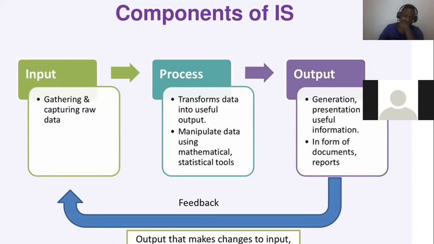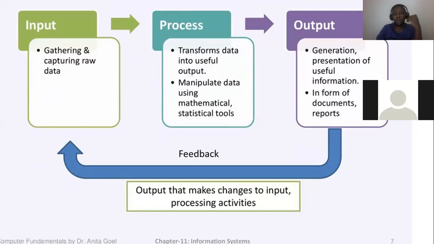Then the next step that you are going to do is the process part, where you transform data into useful output, right? Because when you are putting in the data, it means that you want to use it for something. So under process, that's where you transform data into useful output. And that's where you manipulate data using mathematical or statistical tools. Then after you do this process, the next thing that comes into play is the generation or the presentation of useful information. This might be in form of documents or reports, right? These are the three main activities.